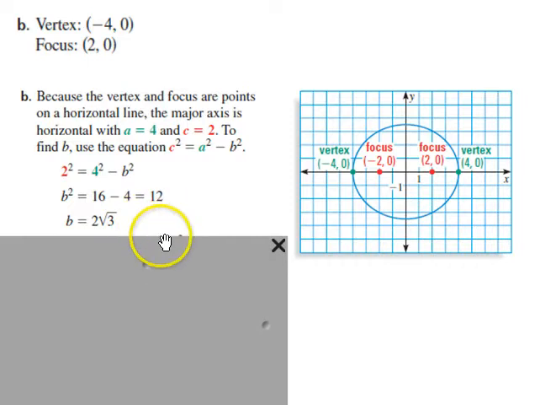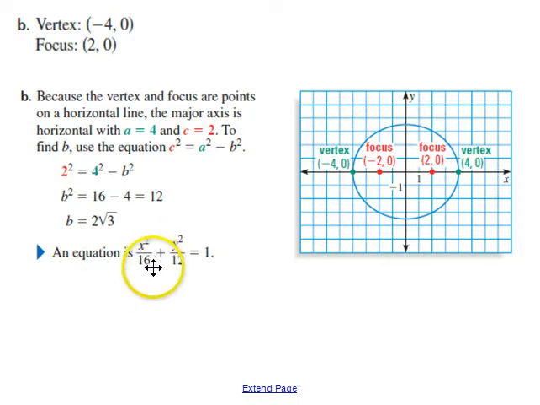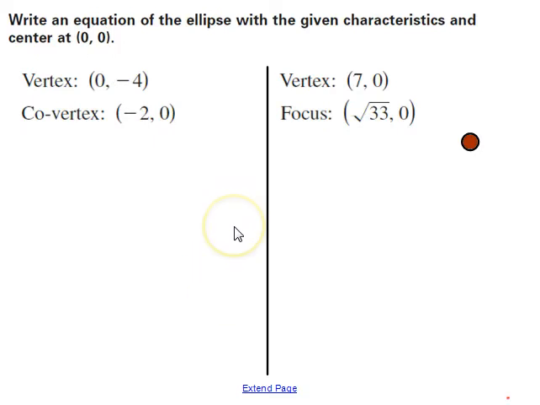So you now have a squared and b squared. A squared is 16, b squared is 12, and so your formula, here it is. X squared over 16, y squared over 12 equals 1. Now you're ready to try those two. Hit the pause button. When you come back, I'm going to show you the answers to both of those.